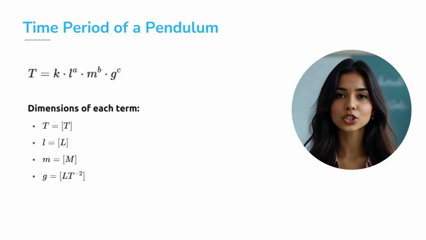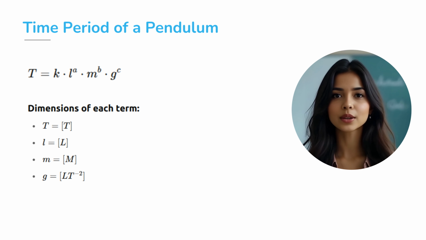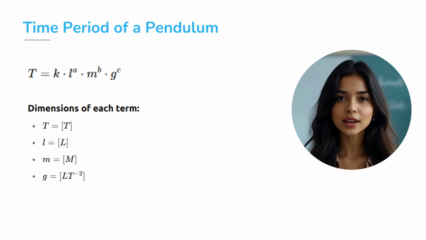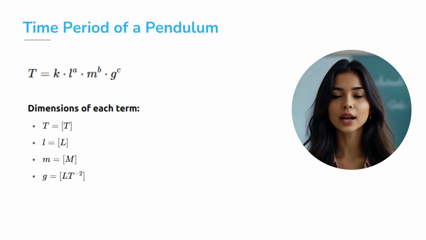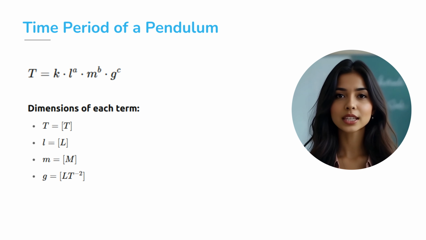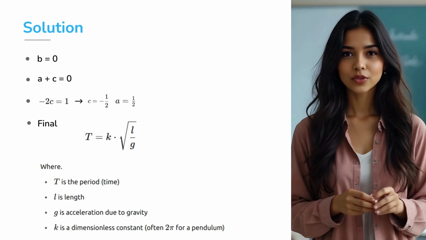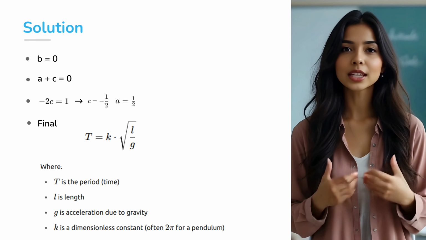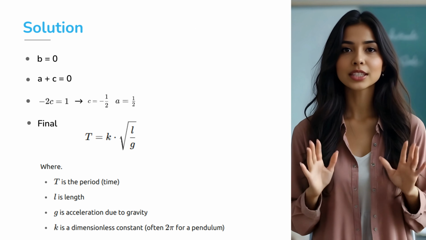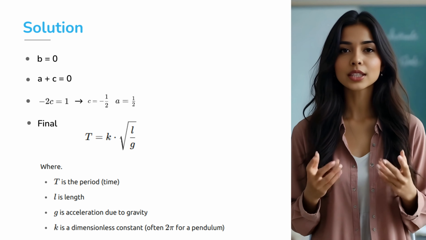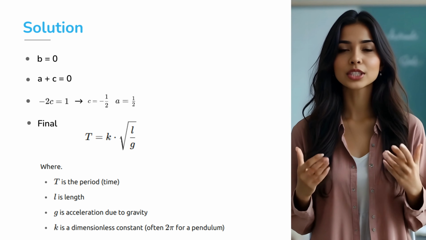Now write dimensions. LHS, T, time, dimension T. RHS: l to the power a equals L to the power a, m to the power b equals M to the power b, g to the power c equals L to the power c times T to the power minus 2c. From the dimensional equation, T equals L to the power a plus c times M to the power b times T to the power minus 2c.